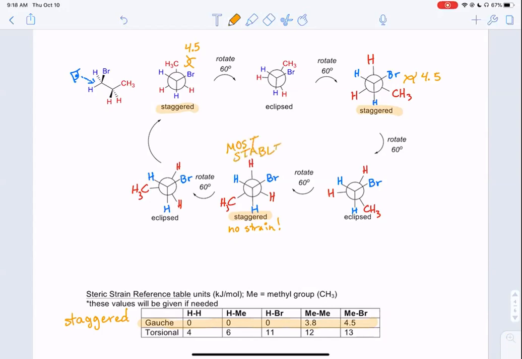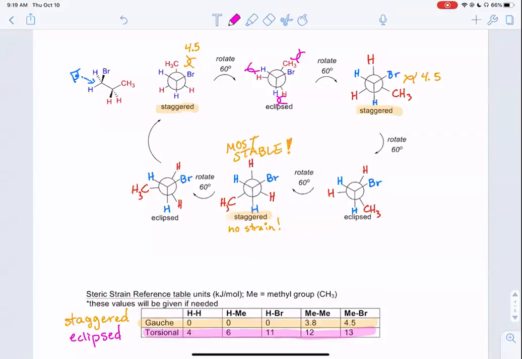The more stable one is always going to be staggered. So you can pause, check your work, and start working on the eclipsed conformations and torsional stuff. So that'll be next. Pausing for torsional strain or eclipsing conformations. I don't want to go too far with this without you. So all I did was just highlight the torsional values that go along with the eclipsed interactions, and I'm going to go one at a time here.